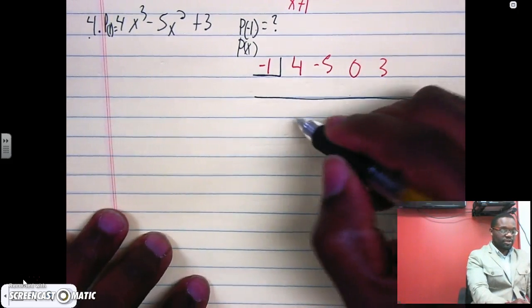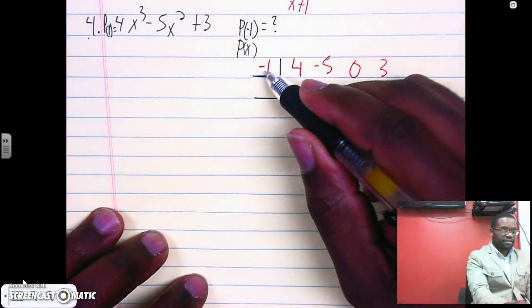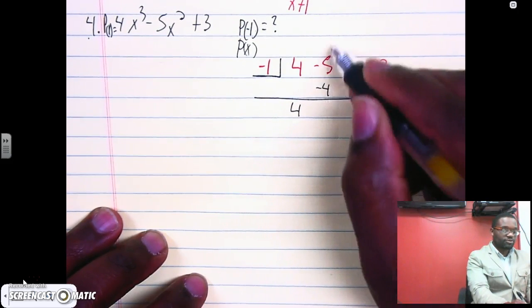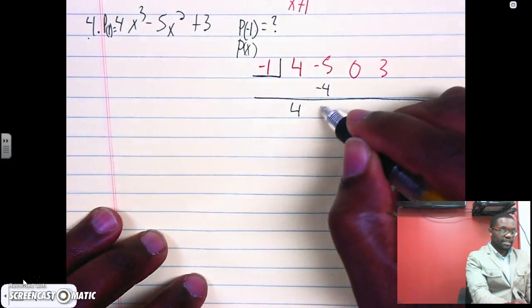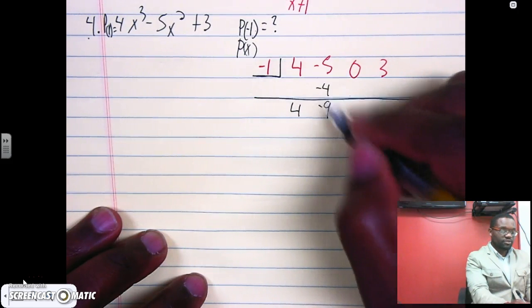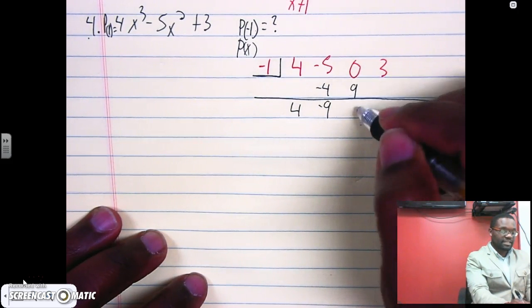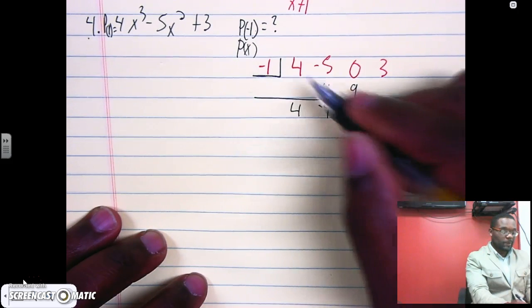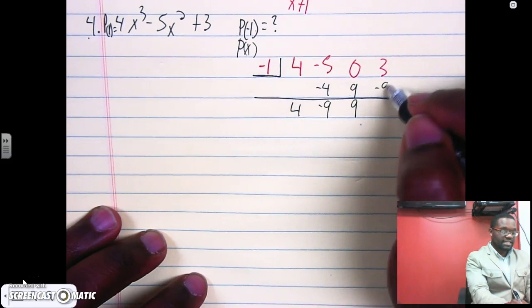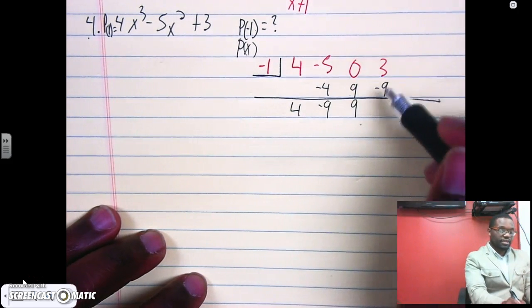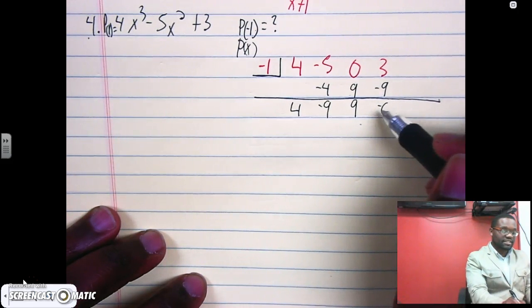All right? Bring your 4 down. Always bring your first number down. -1 times 4 is -4. Those two become -9. You multiply those two, and that becomes 9. 0 plus 9 is 9. -1 times 9 is -9. And so 3 minus 9 is -6.